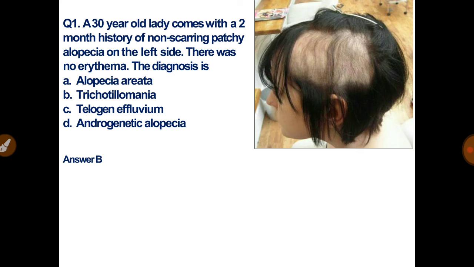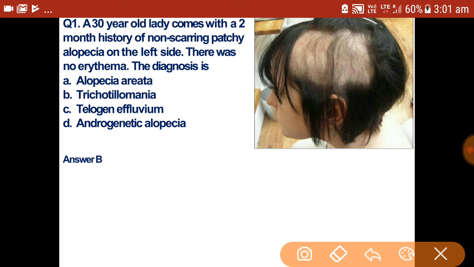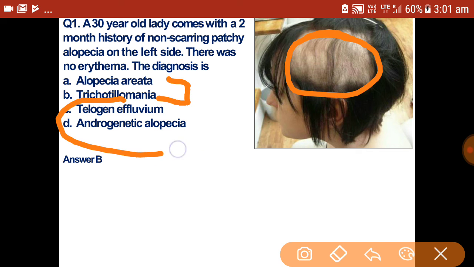A 30-year-old lady comes to you with a 2-month history of non-scarring patchy alopecia on the left side. There was no erythema. The diagnosis is? Now, what all should we see? They are talking about non-scarring patchy hair loss. The other thing we can see is that there is no erythema. Now, patchy hair loss will be seen in alopecia areata and trichotillomania. These two options, C and D, have diffuse hair loss and not patchy hair loss.